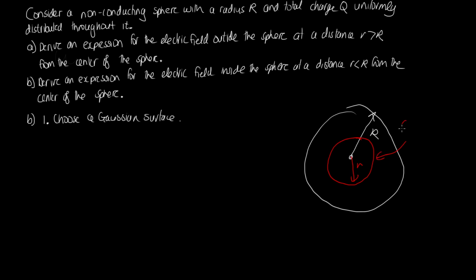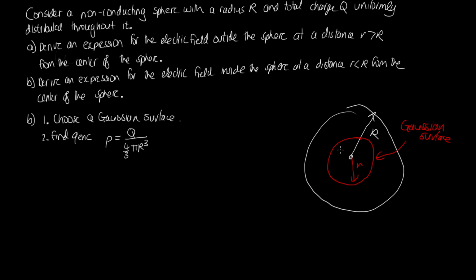So this is our Gaussian surface for this case. Okay, now the next thing we need to do is find Q enclosed. Now that's a little bit more complicated this time. We're told in the question that the charge is uniformly distributed throughout the sphere. So it'll be useful to consider the volume charge density, which is equal to the total charge divided by the total volume.